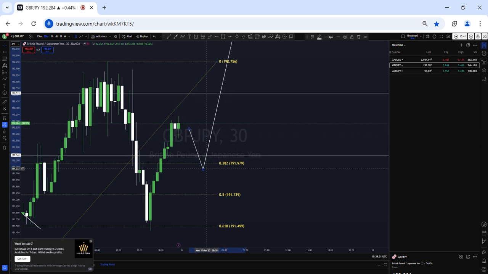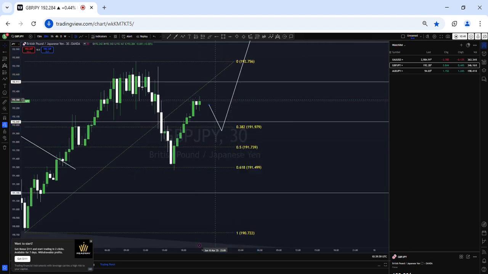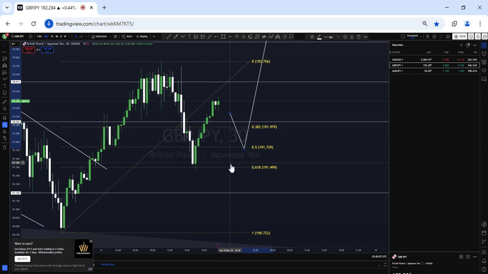This is a support. If we get a candlestick on this level, 0.382, then I will buy. But if I don't see a candlestick and it starts to come again to this 0.5, I'll also buy. But what we are looking for now is no more pattern. We are looking for candlestick.